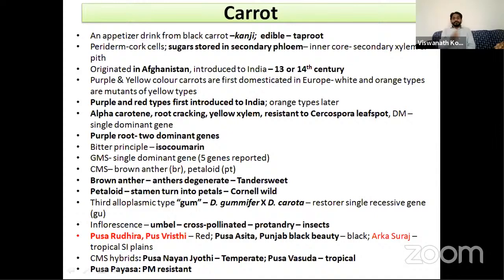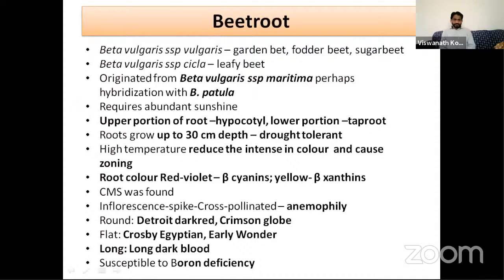So beetroot, you can say the fourth root crop, root vegetable. Beta vulgaris subspecies vulgaris is known as garden beet, farmer beet, sugar beet, and the subspecies cicla is a leafy beet. Cultivated beetroot originated from the Beta vulgaris subspecies maritima, perhaps with hybridization with Beta patula. Beetroot requires abundant sunshine for its growth.